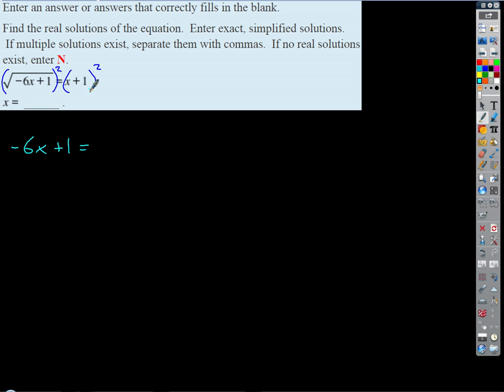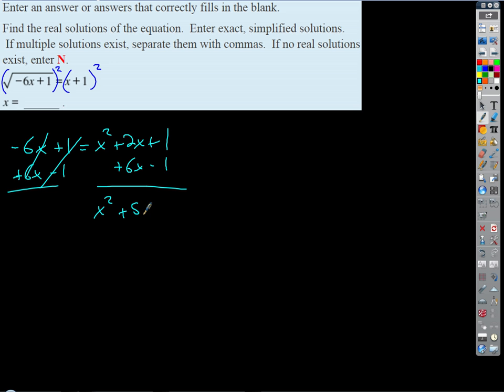On the right, (x + 1)² works out to be x² + 2x + 1. And so now I'm just going to put this into standard form and solve. I'll add 6x and subtract 1 from both sides, and that gives us, on the right, x² + 8x + 0, and that's all equal to 0. So then we could just factor out an x, so this is a really easy one, and then my solutions are going to be either x = 0 or x = -8.